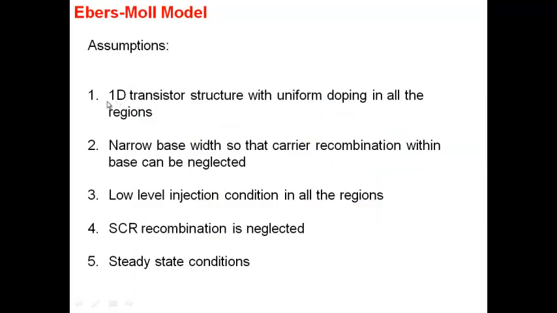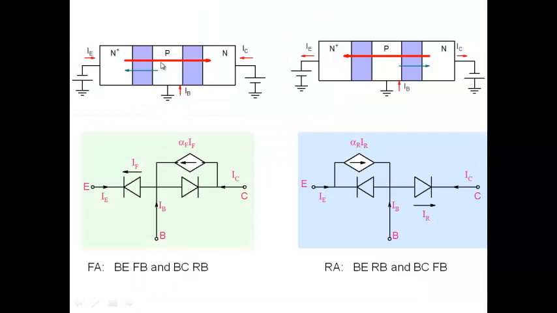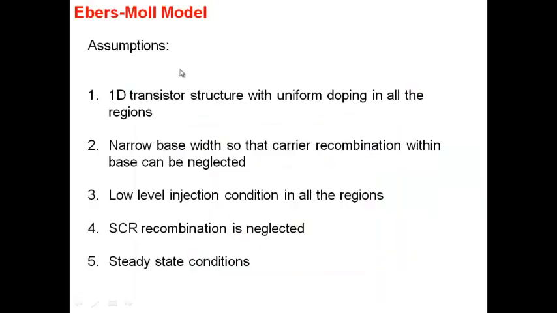We'll assume a 1D transistor structure with uniform doping in all the regions: uniform doping in N plus emitter, base, and collector. To keep our derivation simple, we'll assume narrow base width, so that carrier recombination within the base can be neglected. Remember, if I inject an electron into the P region, the electron can recombine. But the average distance an electron travels before recombining is the diffusion length, and the diffusion length is usually large. So if I keep my base thickness much smaller than the diffusion length, the carriers are not going to recombine much. So narrow base width, so that carrier recombination within the base can be neglected.